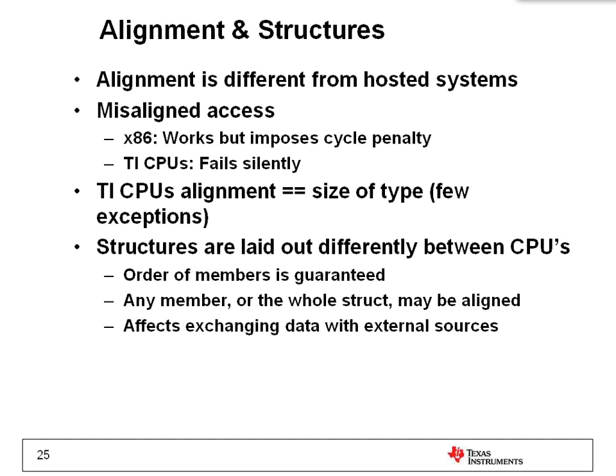Alignment and structures. Alignment is talking about what is the alignment of an int or a long double or whatever the case may be. On x86 systems, the processor running inside your laptop and your desktop PC and this kind of thing, if you do a misaligned access, say you access a 32-bit long on a boundary that is not a 4-byte boundary, it will work. It imposes a cycle count penalty. I don't know what it is, 2-3 cycles, something like that. But it will give you the right answer.